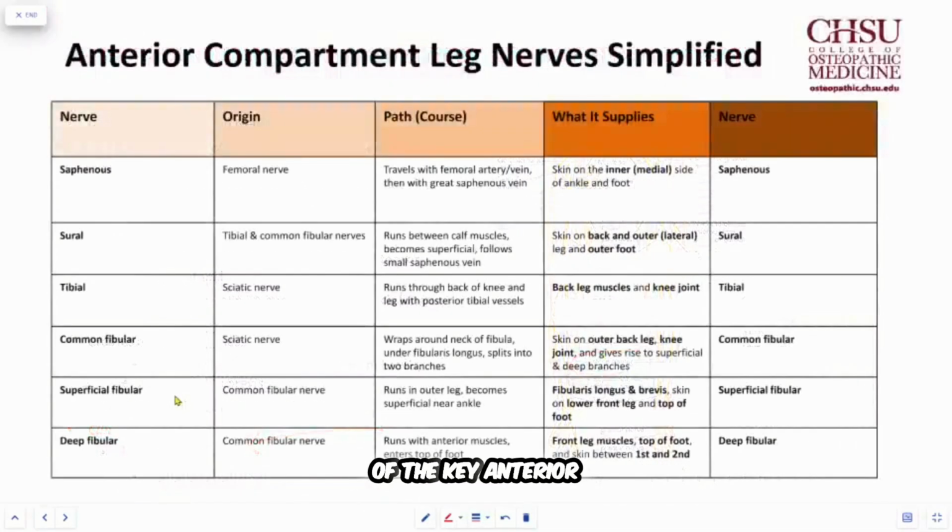Here is a snapshot of the key anterior compartment nerves of the leg. We have parts of the saphenous nerve that comes from the femoral nerve. Its main function is that it travels along with the femoral artery and vein, along with the great saphenous vein, to the inner medial side of the foot and ankle.